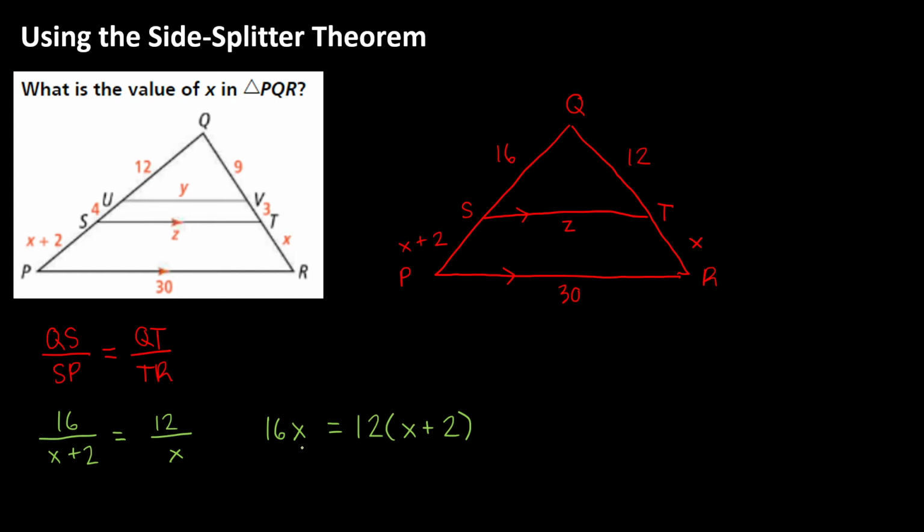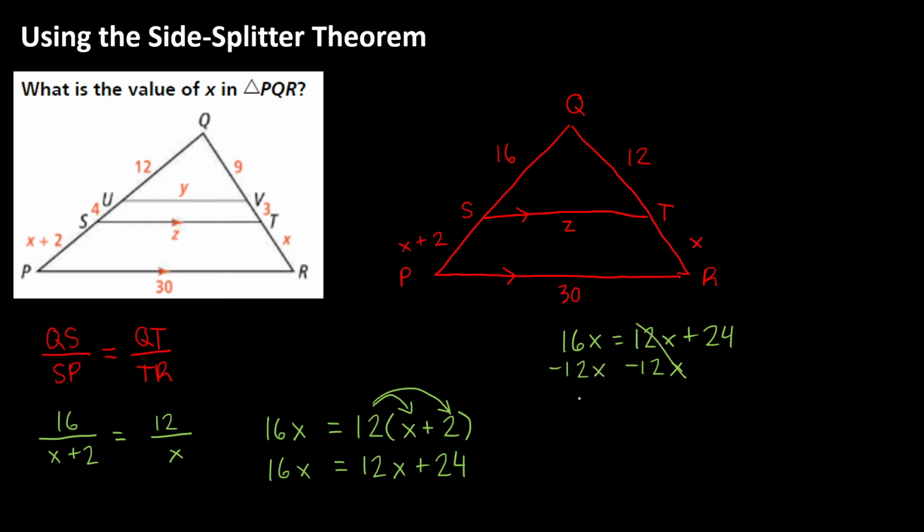Okay, from here we need to distribute the 12 into the parentheses. So we're going to get 16x equals 12x plus 24. Running out of room here, I'm going to move up a little farther. 16x equals 12x plus 24. We need to combine the variables together. I'm going to move the 12x to the left side of my equal sign by canceling out on the right side, subtracting on the left side. So now I get 4x equals 24. To get x by itself, I'm going to divide both sides by 4. And I get x equals 6.